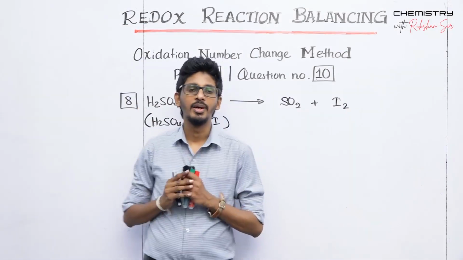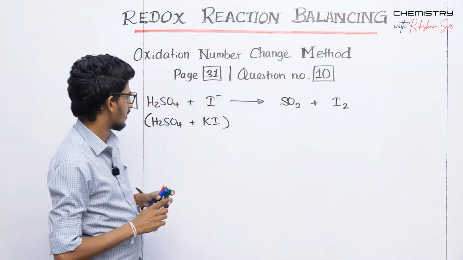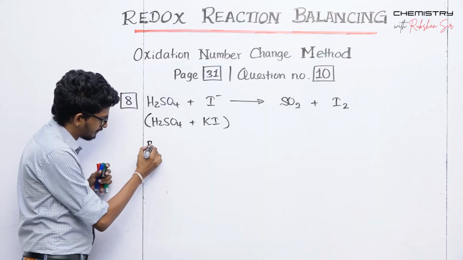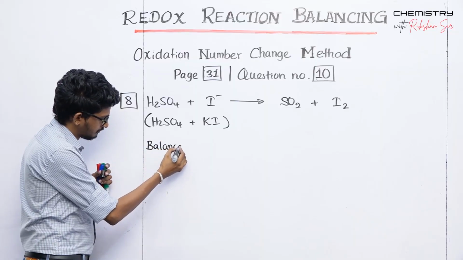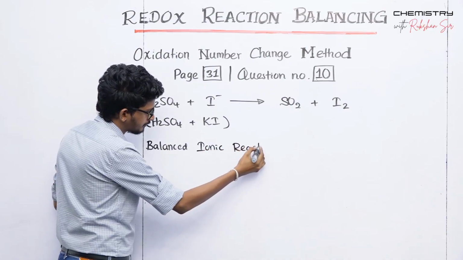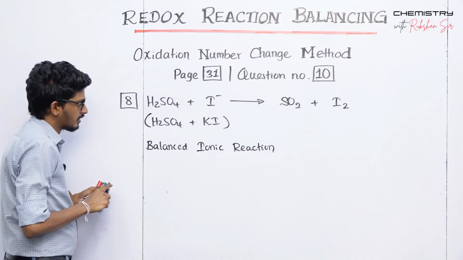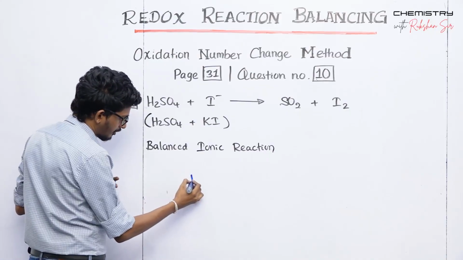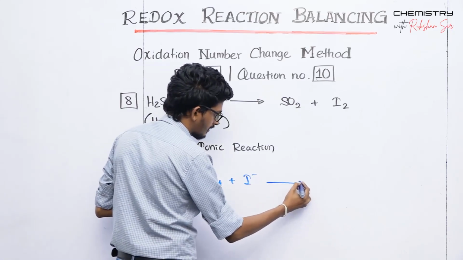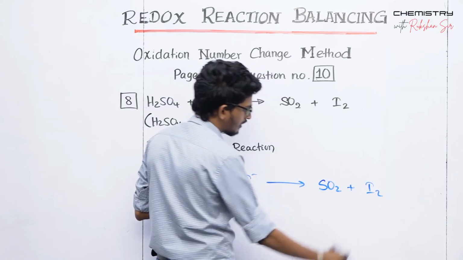Okay, now let's try to balance the 8th reaction there, right? This is number 8. Okay. See, first let's come up with the balanced ionic reaction. Right. So first write the redox couples. H2SO4 is there, I minus, and H2SO4 reduces to SO2 while I minus oxidizes to I2, right?